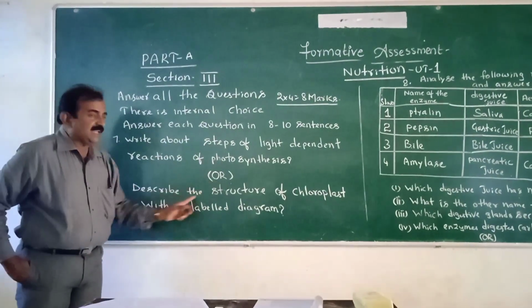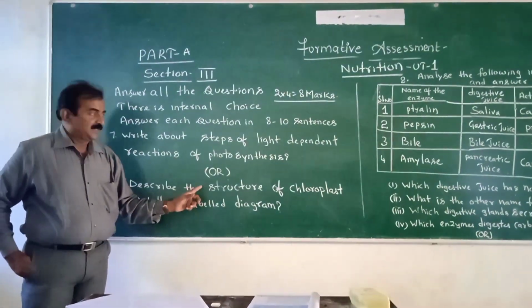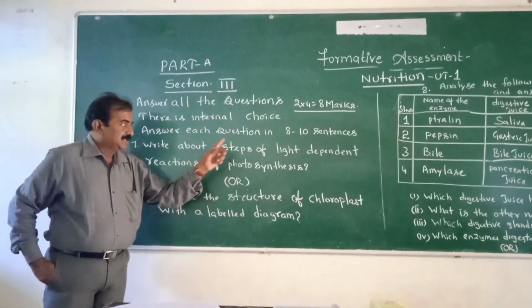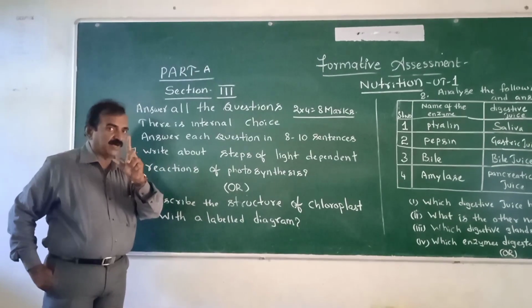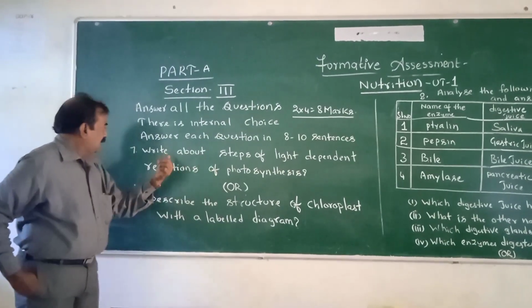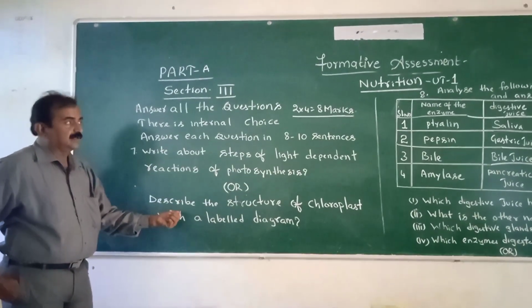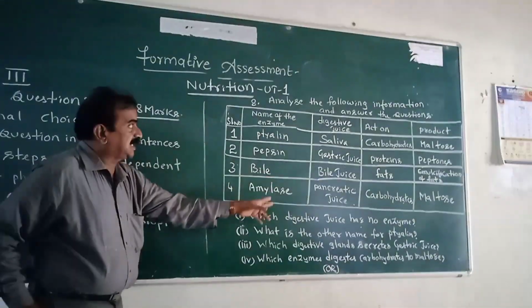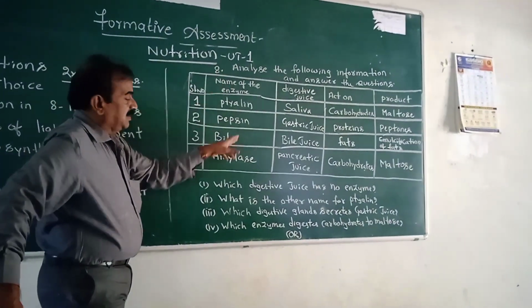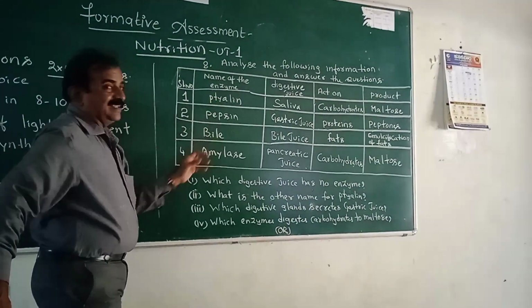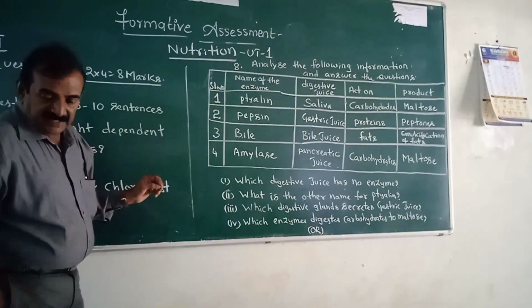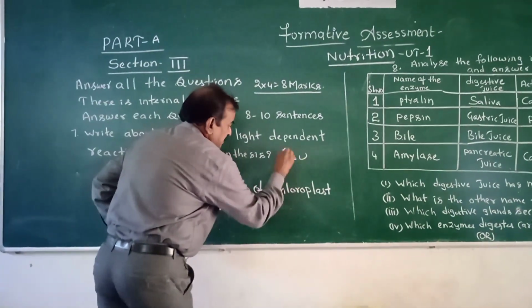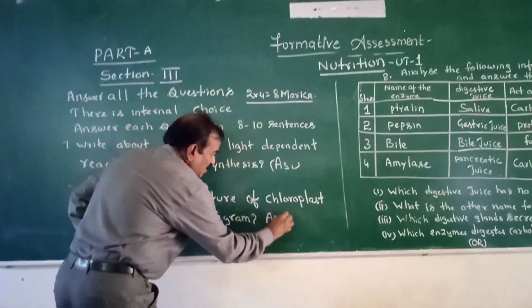So here a pair of questions are there. Out of 2 questions, how many questions do you need to write? Only 1. This is one set, and in one set you write only 1 question, either this one or this one. And next, another question, the 8th question. Here also there are 2 questions, and here there is a table. These 2 questions are AS1 questions.